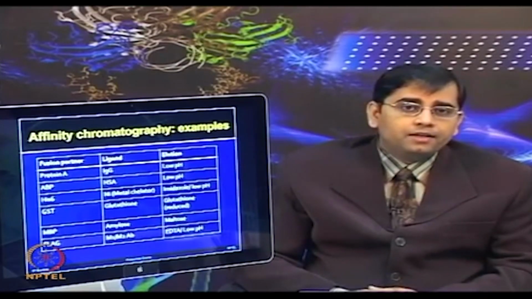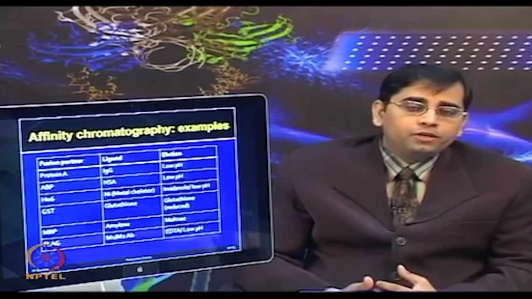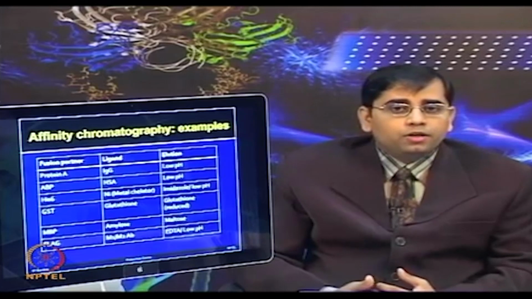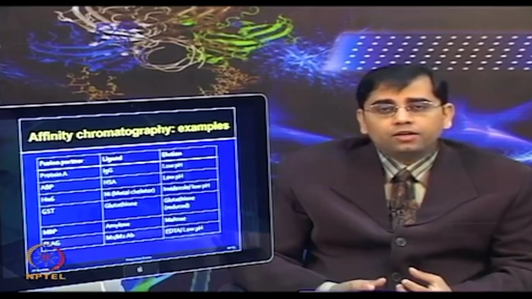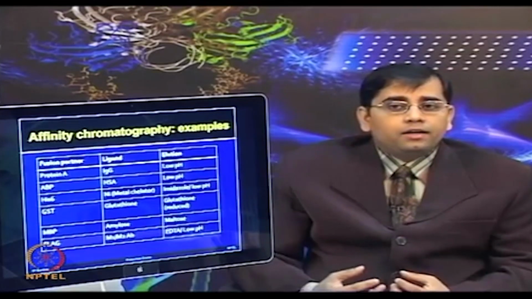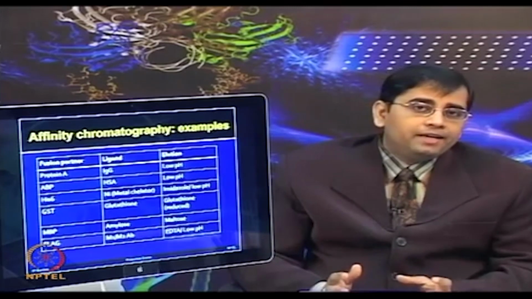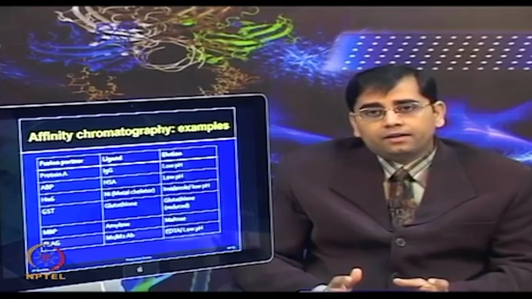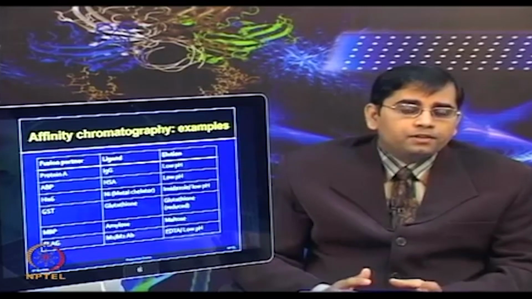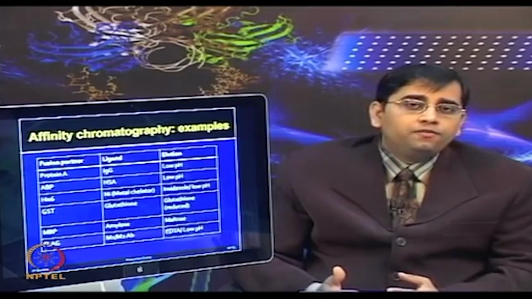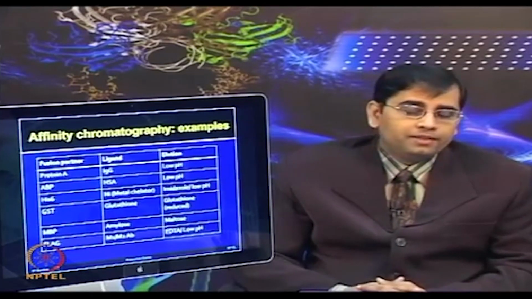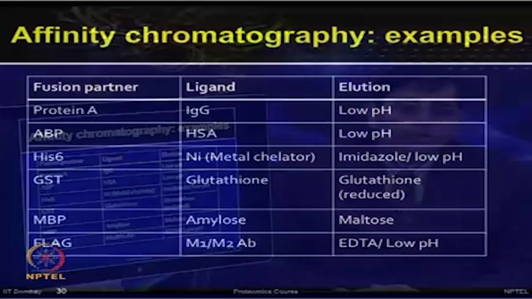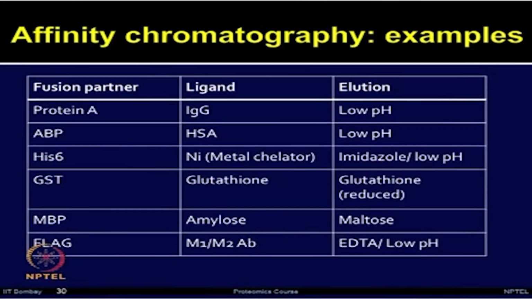Another strategy is that concanavalin A protein binds to glucose molecules. So, by adding a concentrated solution of glucose, the glucose can displace the molecules attached on the binding site of concanavalin A from the column. But these are only a few examples. There are many other examples where different types of fusion partners and ligands are used for the affinity chromatography method. As shown in this slide, protein A binds with IgG, and the proteins can be eluted by lowering the pH.